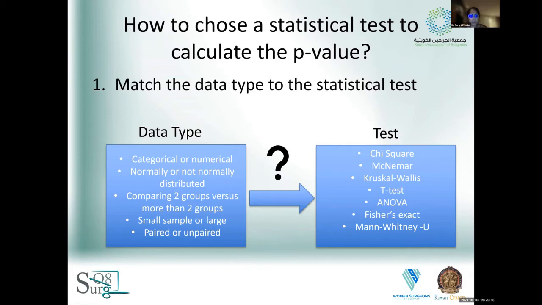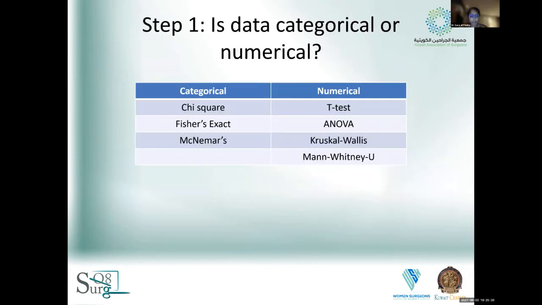Okay, so let's do some matching. Step number one, you're going to say, is the data categorical or numerical? If your data is categorical, you're using one of the three tests that I listed there. You're either going to use a chi-square, a Fisher's exact test, or McNemar's. If your data is numerical, you're going to use either a t-test, ANOVA, Kruskal-Wallis, or Mann-Whitney. Of course, there's others, but these are the most common ones again.